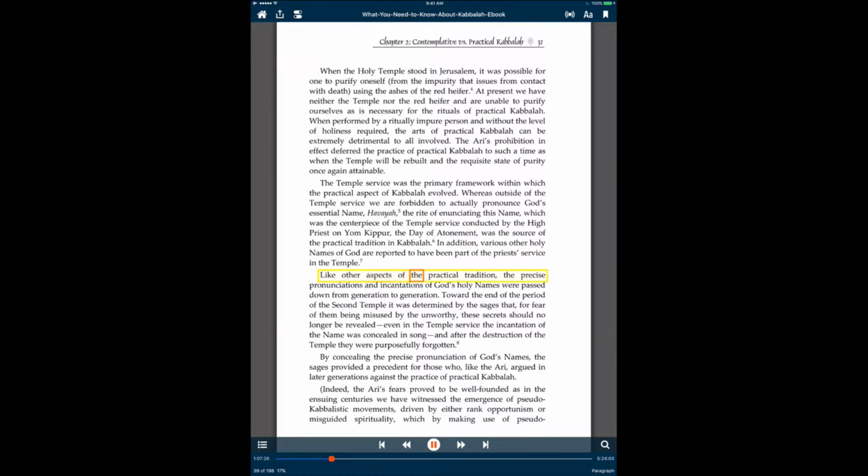Like other aspects of the practical tradition, the precise pronunciations and incantations of God's holy names were passed down from generation to generation. Toward the end of the period of the Second Temple, it was determined by the sages that, for fear of them being misused by the unworthy, these secrets should no longer be revealed. Even in the temple service the incantation of the name was concealed in song, and after the destruction of the temple they were purposefully forgotten.